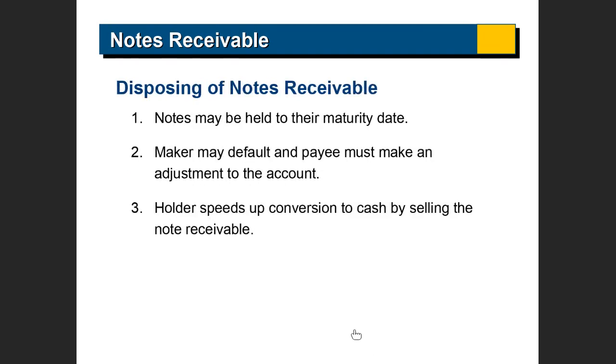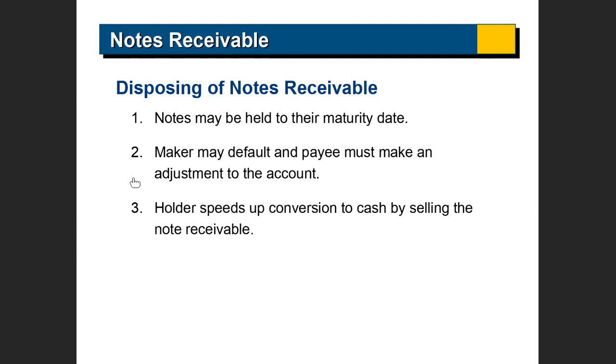How do you dispose of notes receivable? The notes receivable may be held to their maturity date, meaning, let's say somebody borrowed 100,000 and they're going to pay back within 5 years, and they make the monthly payments for 60 months and they pay it off. This is called holding it until maturity, paying it until the end. The maker may default and you must make an adjustment to the account.